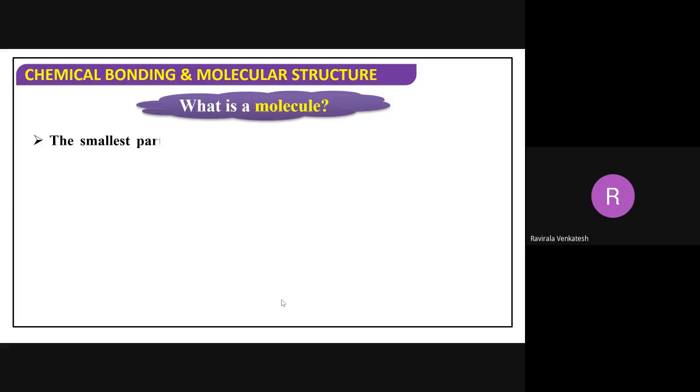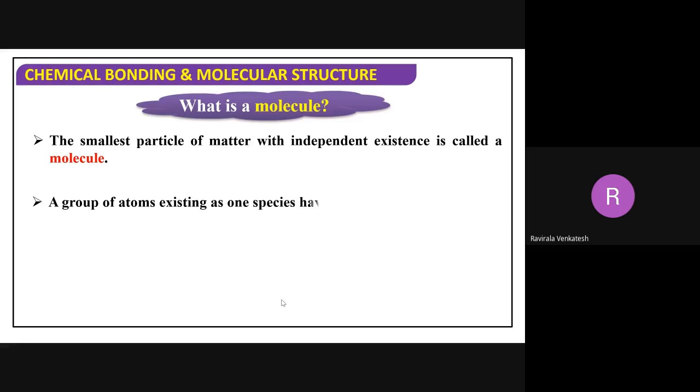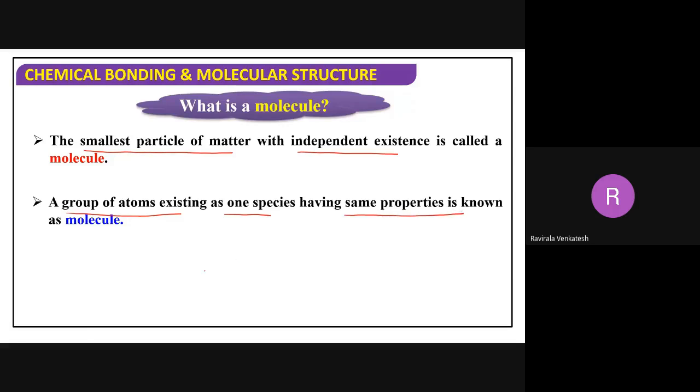The meaning of molecule: the smallest particle of the matter, with independent existence, is called a molecule. In this case, a group of atoms exist as one species having the same properties, which is known as a molecule. This is a very important thing. Having the same properties. For example, hydrogen.